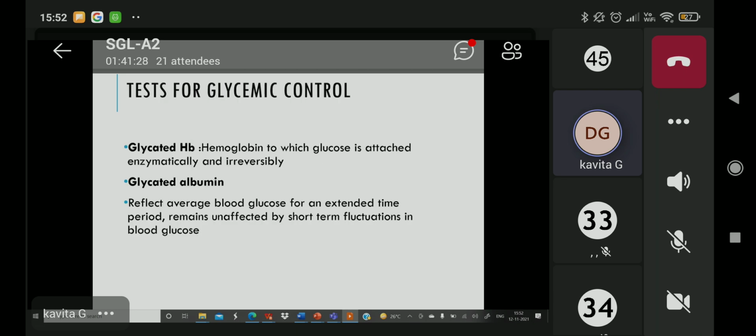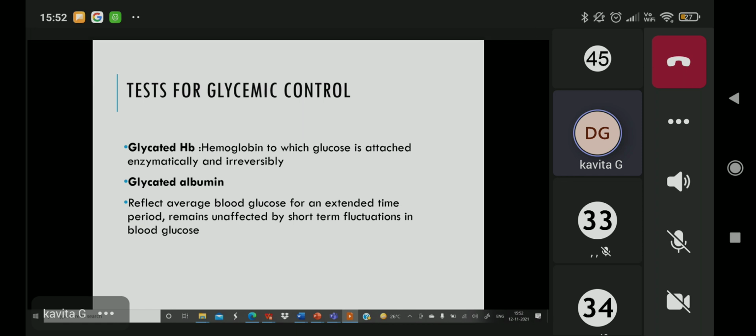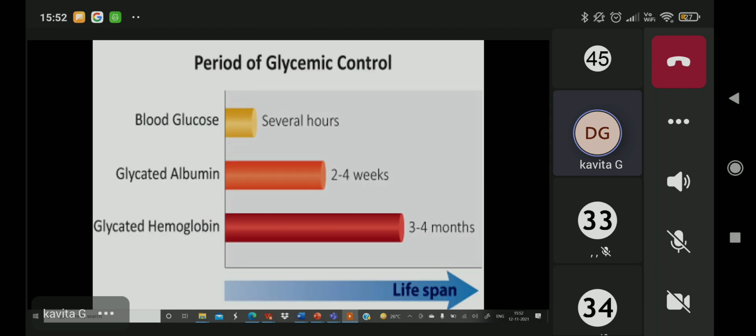Then test for glycemic control. We are interested in how the patient performed over the past 2-3 months. For that you have glycated hemoglobin, hemoglobin to which glucose is attached enzymatically and irreversibly. Another one is glycated albumin. Now look at this. HbA1c is giving you 3 to 4 months performance. Albumin is giving you 2 to 4 weeks performance. That is why all the clinicians ask you for HbA1c. So HbA1c is actually going to help you.